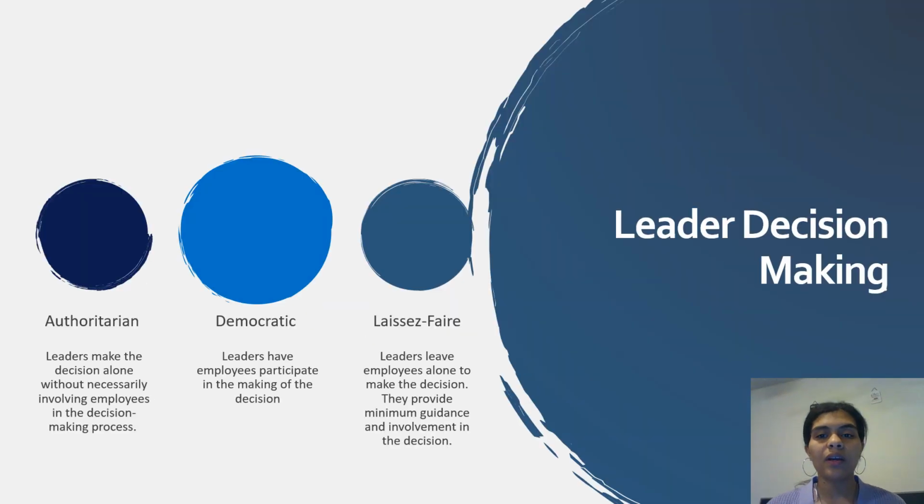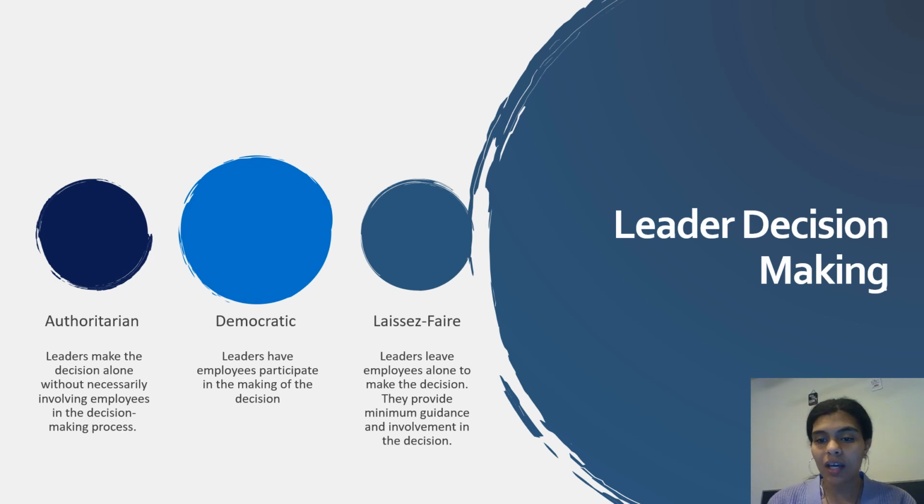So now we're going into objective 2, which is the leader decision making, and this will be the 3 types that we briefly went over. So the first one is authoritarian, and these are when leaders make all their decisions alone. They don't have any input, no involvement, no participation whatsoever within their employees in the decision-making process. They are by themselves making all the decisions for the organization.